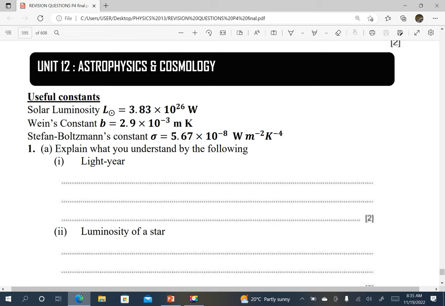So, some of the constants we may need: the solar luminosity, that is the luminosity of the sun, which is approximately 3.83 × 10^26 watts. This is a constant which I think when required it will always be given. Then we may need Wien's constant, although it may not be given, because many times the calculations will be comparing two quantities where the constant is the same, so the constant always cancels out. We may need the Stefan-Boltzmann constant, which is 5.67 × 10^-8 watts per meter squared per Kelvin to the power 4.